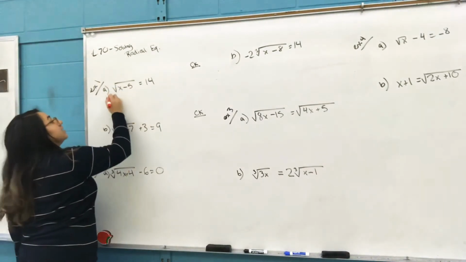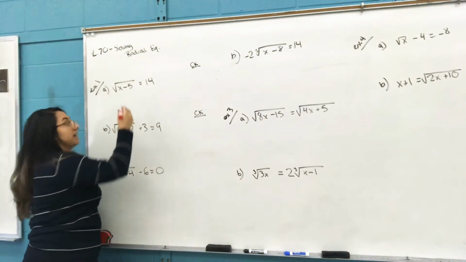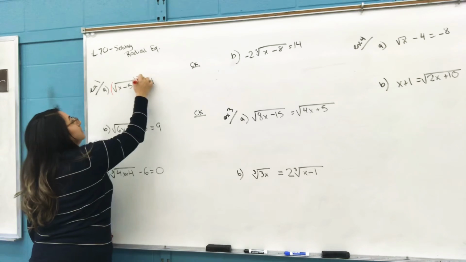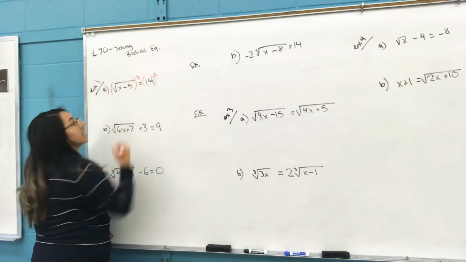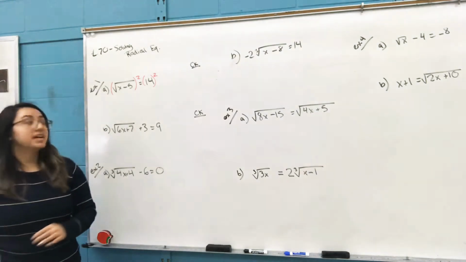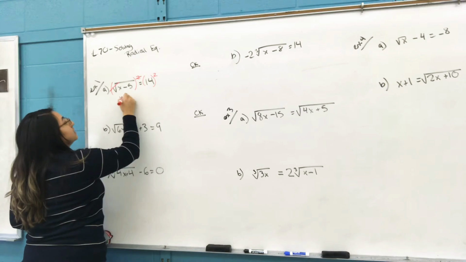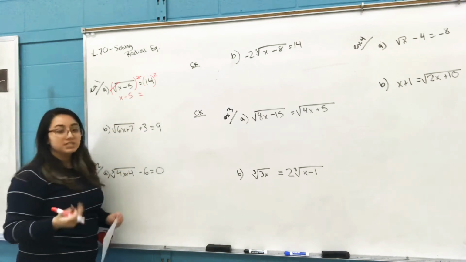To get rid of a square root, because we're trying to find what x is, and x is underneath the radical, we have to get rid of the radical. That means we have to square both sides. They cancel each other out. But what you do to one side, you have to apply to the other side. So this cancels out this, and you are left with x minus 5 is equal to 14 squared.